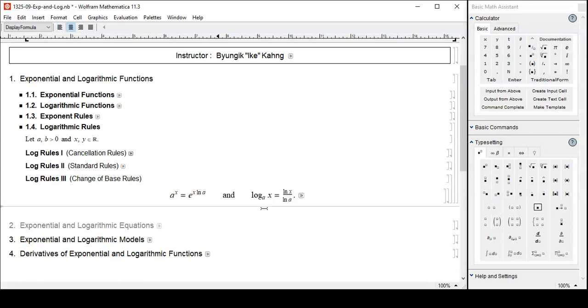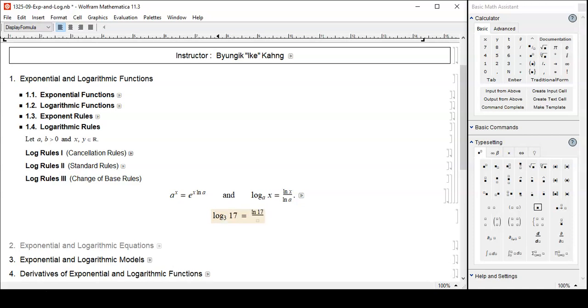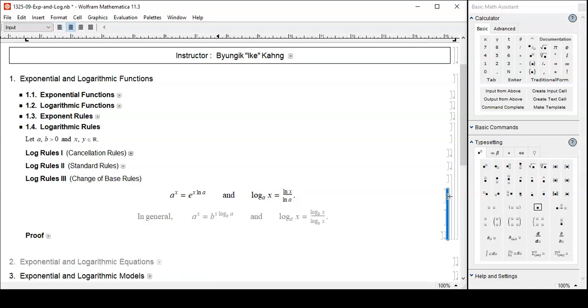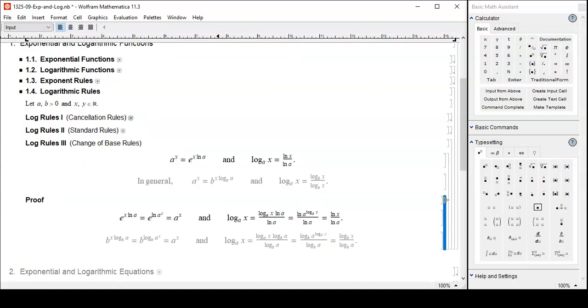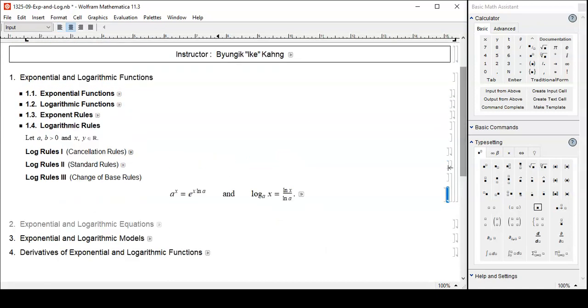For example, if you have to calculate log base 3 of, say, 17 with your calculator, then that's natural log of 17 over natural log of 3. And you can calculate these. You can get a certain digit string over another digit string, and we can work this out. Never mind about the proof. The first one is not too bad. The second one is a bit complicated.